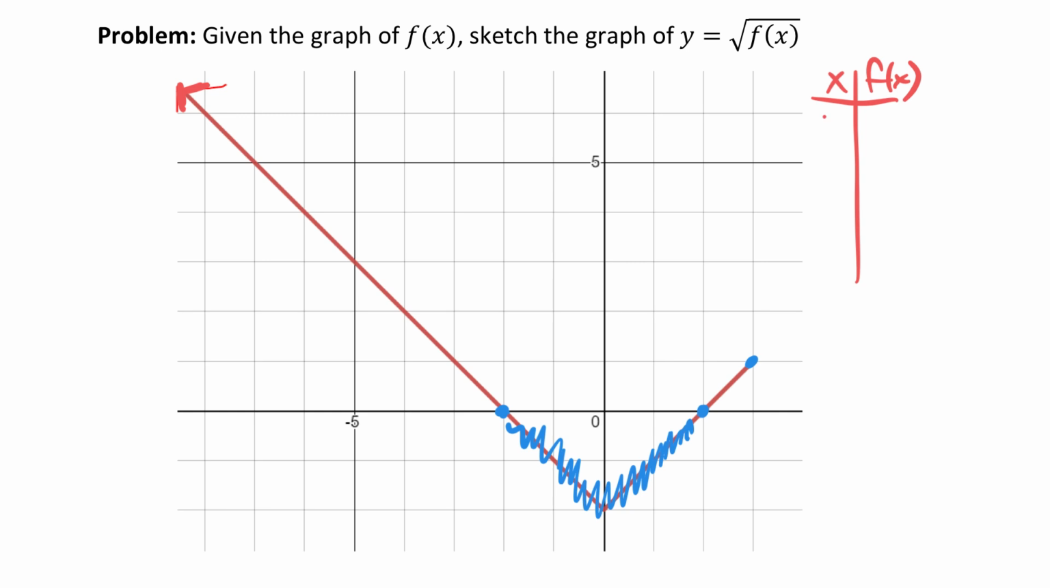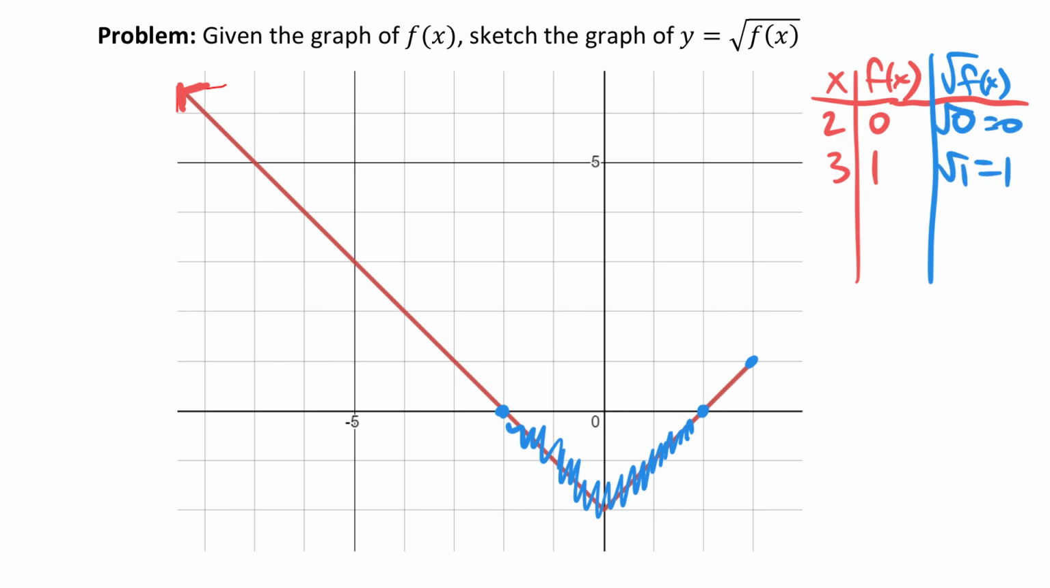At 2, we have a y value of 0. At 3, we have 1. And then when we go to make our square root of f(x), square root of 0 is 0. Square root of 1 is 1. Now we had that other point I mentioned here at negative 2, that's got 0. And hey, look, over at negative 3, we've got a value of 1. So those are also really nice points, because when you square root 0, you get 0. When you square root 1, you get 1. They're perfect squares.